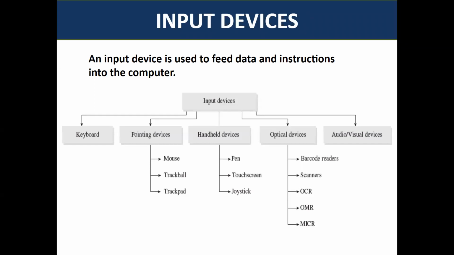four different categories. One is keyboard, another one is pointing devices, which can further be divided into the mouse, trackball, trackpad, and the handheld devices, which can further be divided into three categories, that is pen, touch screen, joystick. Optical devices, further in five categories: barcode readers, scanners, OCR, OMR, MICR. And the last category is the audio or the visual devices.